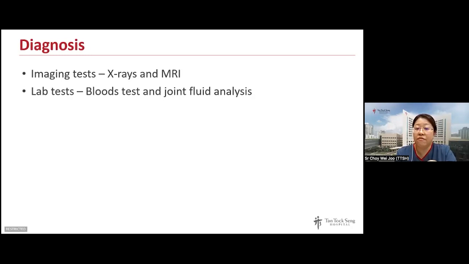Okay, and simple lab test, sometimes the doctor may do some inflammation marker, which helps to diagnose if there is any infection. Joint fluid is only necessary if the joint is too swollen and the doctor has to perform knee aspiration. Then we'll send the fluid for testing to make sure it's not gout or other forms of arthritis.